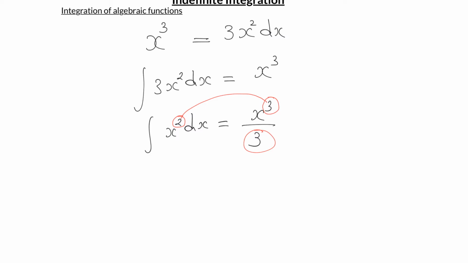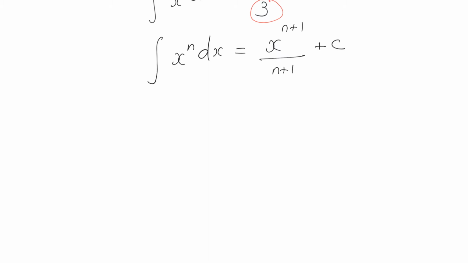So we can write it as a formula: integration of x raised to n dx is equal to x raised to n plus 1 divided by n plus 1. And if it is an indefinite integration, we'll write a constant of integration c. Just remember this basic formula for integration of algebraic functions: integration of x raised to n dx equals x raised to n plus 1 divided by n plus 1 plus constant c.